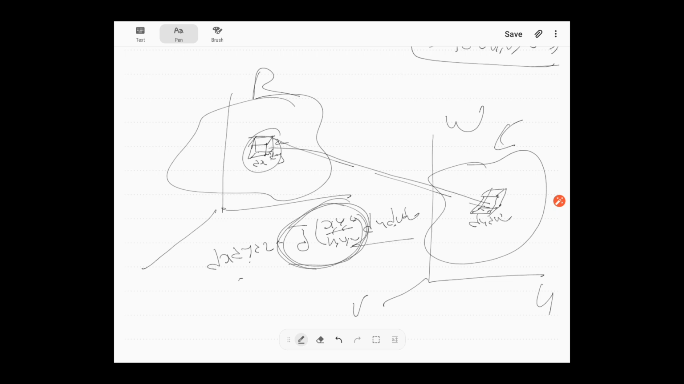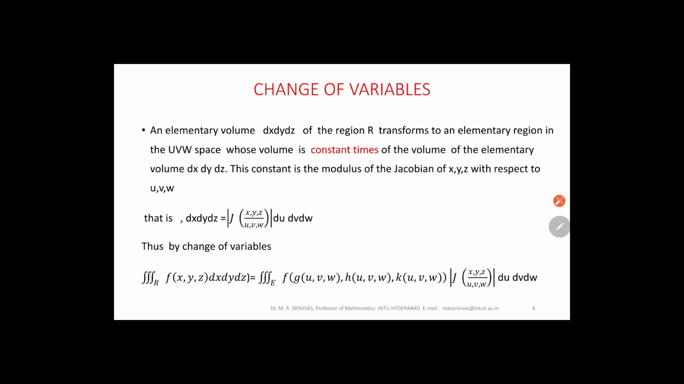Okay, this is how we will evaluate the multiple integrals. In place of x, y, z, you write the functions g, h, k, and this dx dy dz will become the Jacobian of xyz with respect to uvw times du dv dw. You are converting from xyz to uvw, therefore the Jacobian is to be evaluated for xyz with respect to uvw. Okay, right.